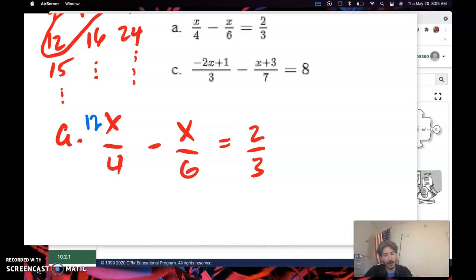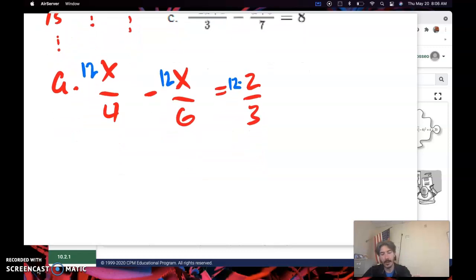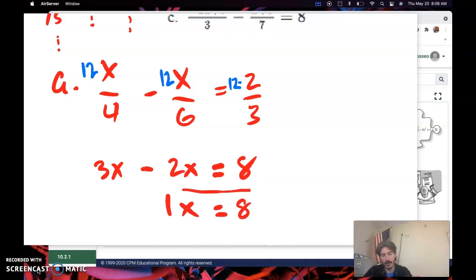But I'm not going to write it as over 1. I'm just going to write it as multiplication on top, and I'm going to do the division. Multiplying by 12 gives me 12x over 4, and 12 divided by 4 turns this into a 3x. Multiplying by 12 gives me 12x over 6. I take 12 and divide it by 6, and that's minus 2x. And then multiplying by 12 gives me 24, and 24 over 3 is 8. Now I can just do this subtraction. 3x minus 2x is 1x, and 1x is 8.